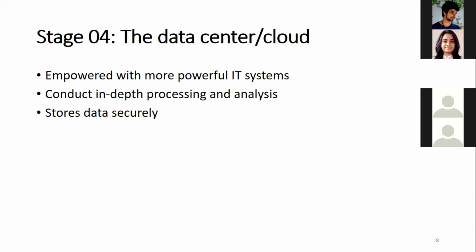So stage 4 is the data center or the cloud. Data that needs more in-depth processing and where the feedback does not need to be immediate gets forwarded to physical data centers or cloud-based systems. There we have more powerful IT systems which can analyze, manage, and securely store the data. It takes longer to get results when you wait until the data reaches stage 4. But you can execute more in-depth processing and analysis, and we can combine our sensor data with data from other sources to get deeper insights.